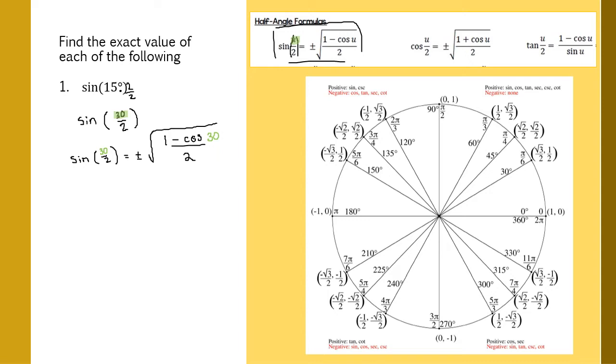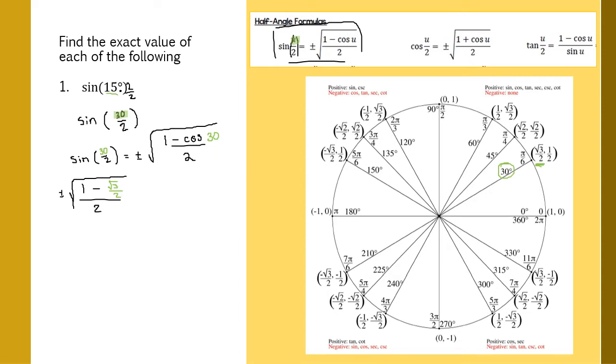Now you'll notice that whereas sine of 15 was not on the unit circle, so we couldn't figure out exactly what that was equal to, 30 degrees is on the unit circle. So when I see cosine of 30 degrees, well, that's the x-coordinate of the 30 degrees, and that is root 3 over 2. So this becomes plus or minus the square root of 1 minus cosine of 30. Well, cosine of 30 is root 3 over 2, divided by 2.